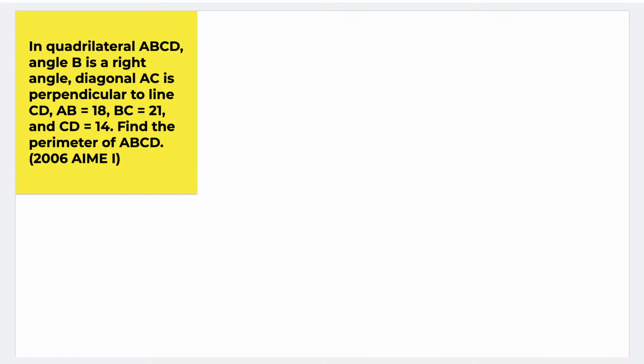In a quadrilateral ABCD, angle B is a right angle and diagonal AC is perpendicular to line CD. As I said, whenever you see a geometry problem, draw it out. So there's a quadrilateral ABCD. Pretend angle B is this right angle, and this is angle A, and this is C. So it says that diagonal AC is perpendicular to CD. So pretend this is D, since we have to imagine this a bit. So this is 90, perpendicular to CD, and we want to find the perimeter of the shape.